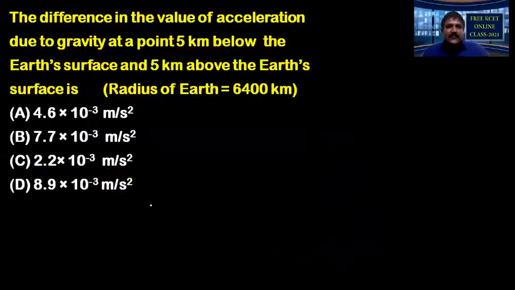The difference in the value of acceleration due to gravity at a point 5 kilometer below the Earth's surface and 5 kilometer above the Earth's surface is, radius of Earth is 6,400 kilometer, and 4 values of acceleration due to gravity are given. So in this question, the difference between the acceleration due to gravity is required. The 2 points are, one point is below the Earth at a depth of 5 kilometer. Another point is 5 kilometer above the Earth.